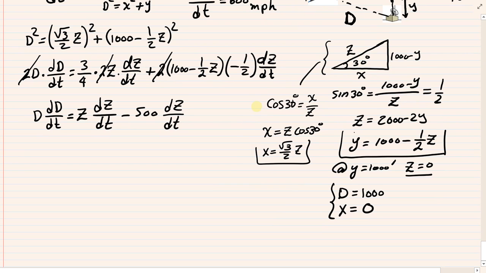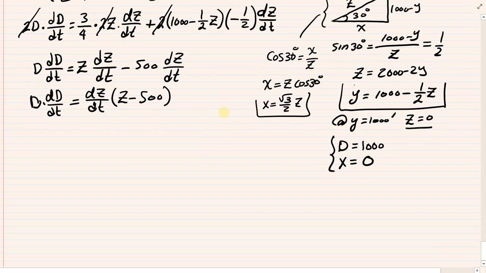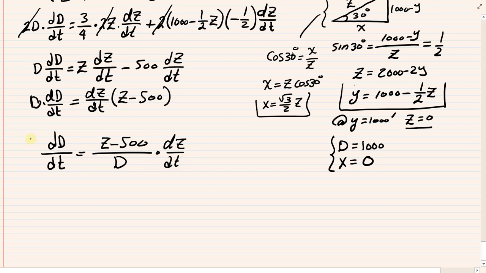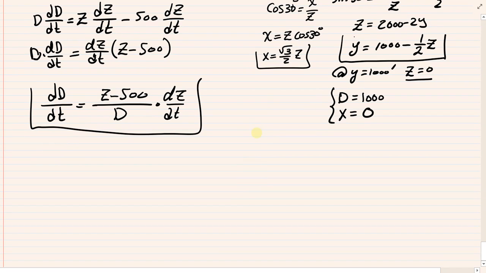Now, this is what we have, and we can factor dz/dt if you like, and that's going to be z minus 500, and that's d dd/dt. And finally our dd/dt is going to be z minus 500 over d times dz/dt. So there's our equation that we usually find.